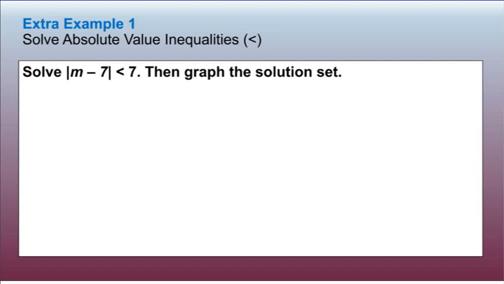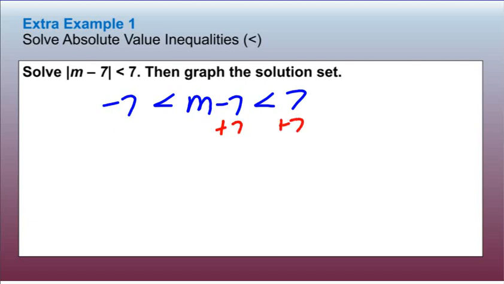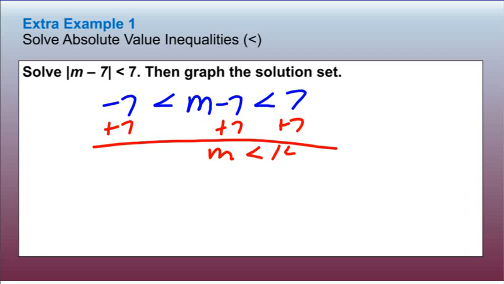Next, solve this one. I take out the absolute value of m minus 7 is less than 7. And here I'm going to do it another way. When it's less than, I'm going to put the m minus 7 in the middle. I know it's less than 7, but it's going to be greater than negative 7. Then I can just add 7 to both sides, and I would have m is less than 14, but greater than 0. Now this is just one way of doing that.